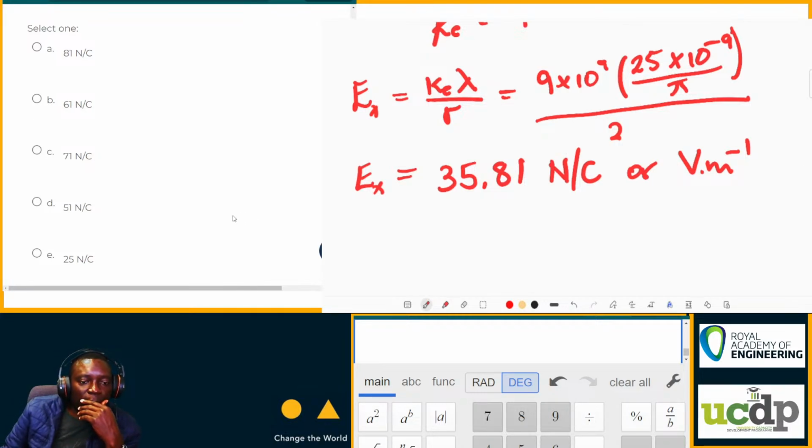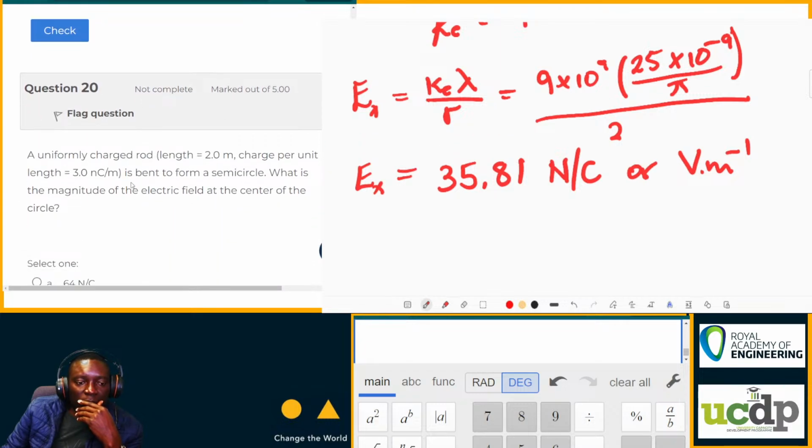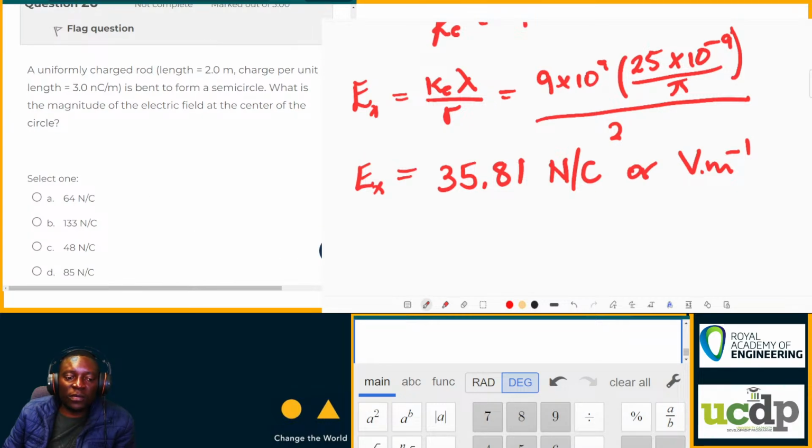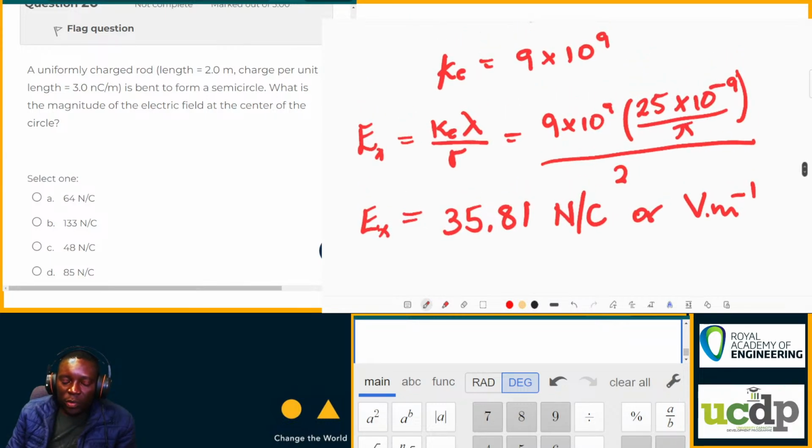Okay, question number 20. Another charged rod with a charge per unit length of 3 nanocoulombs per meter, length is 2 meters, is bent to form a semicircle. What is the magnitude of the electric field at the center of the circle? Okay, I've already given you a hint on this one. You guys can work this one out and give us the answer. Remember, we're dealing with a quarter of a circle. This is now a semicircle. It is just twice the size and twice the effect.